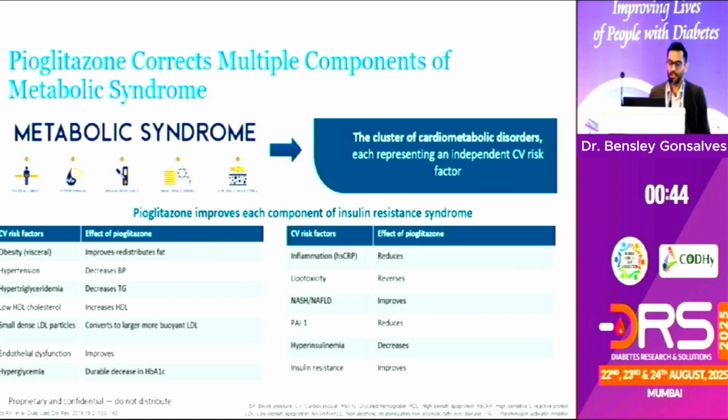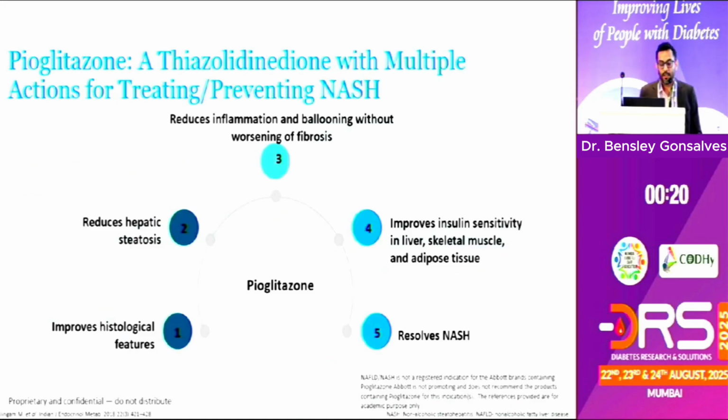So other than these, the metabolic syndrome components are very well taken care of by pioglitazone. It redistributes the fat from the viscera to the periphery, thereby decreasing the visceral obesity. Then it reduces the BP, decreases TG, increases HDL. So all this is improved with pioglitazone.